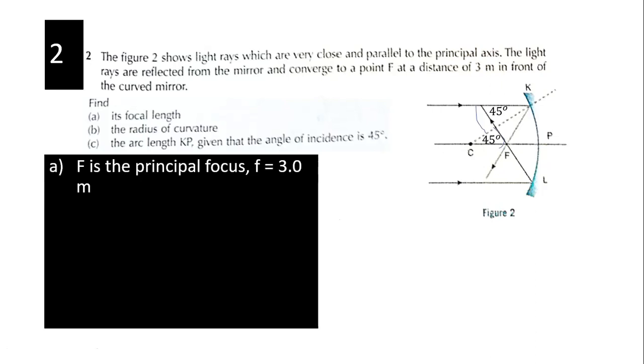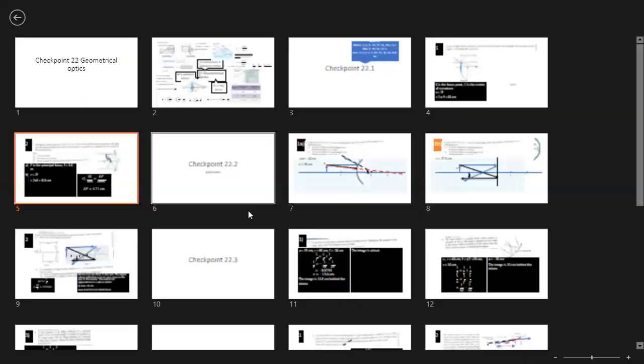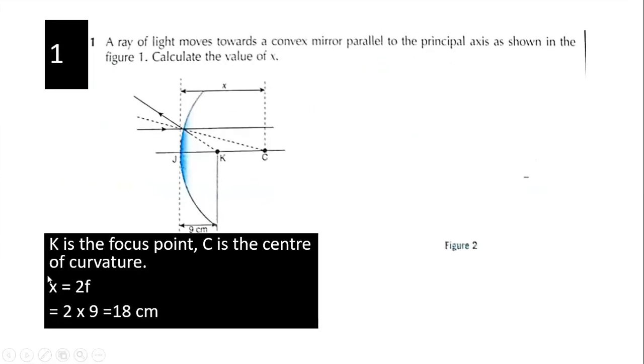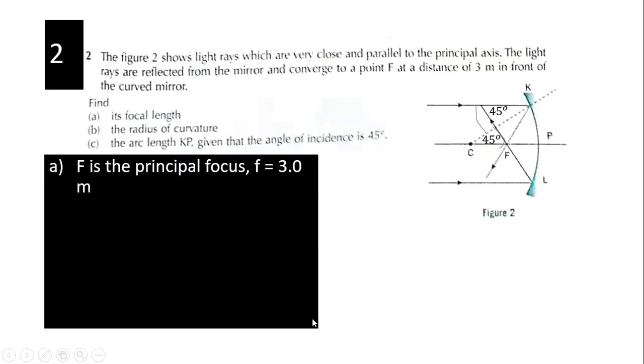1.5 meter, that's the answer? No. You're not paying attention in class. We just did that in question 1. It's just getting you to use this formula, R equals 2F, and know how to read the ray diagram. The radius of curvature equals 2F. 2 times 3, 6 meter.